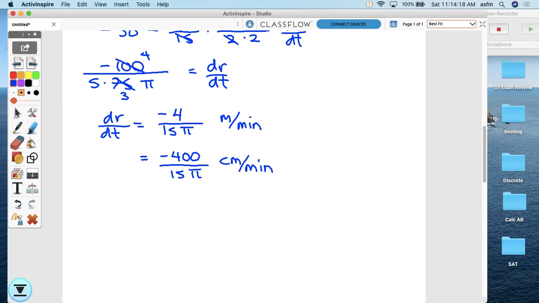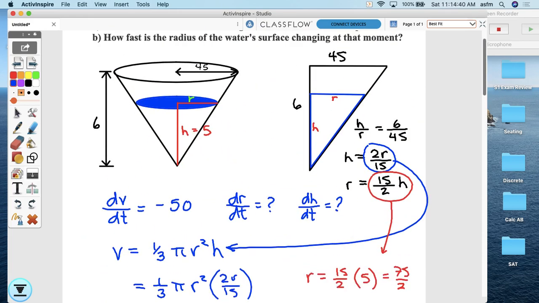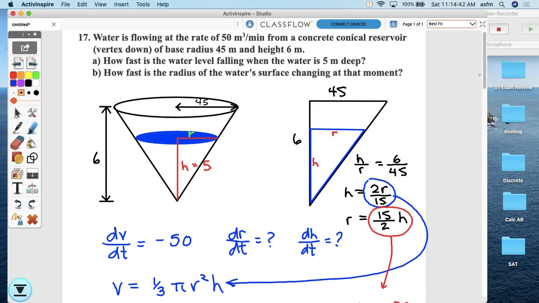And again, I can clean this up. A 5 will go into that 3 times. 5 will go into that 80 times. I think that's as good as that's going to get. So I'm left with negative 80 over 3 pi centimeters per minute. And that's the first part done. The question asked me for how fast the rate of the water is changing, so I've done that now.